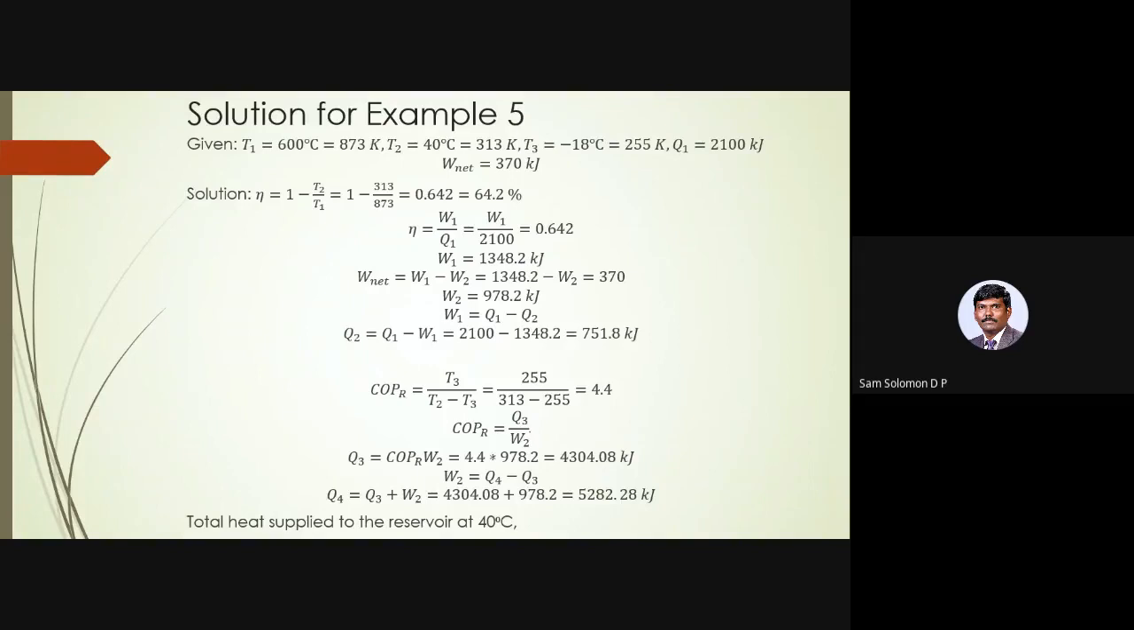So if you get confused by looking into the slide, you can contact me, no problem. So typically such questions are what you will find in your question paper for the 11 marks.